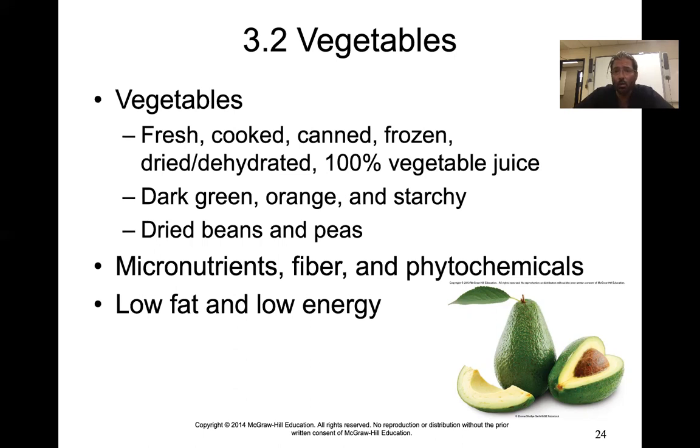So dark green, orange, and starchy, depending on whether it has beta carotene or whatever is in it. Some of them are starchy, so they're going to have some energy components to them too. Dried beans and peas: you're obviously not going to eat those dry unless you want to break your teeth, so you're going to rehydrate those. Whether you're making bean soup or pea soup or whatever your thought process is.